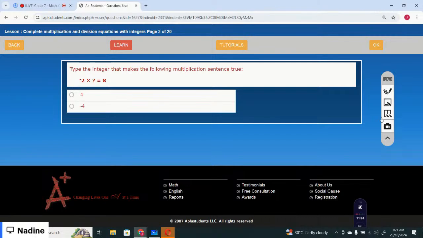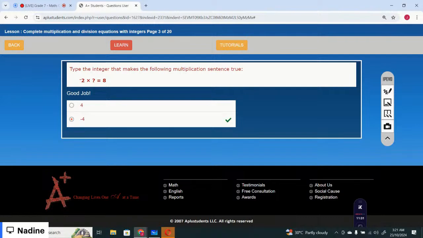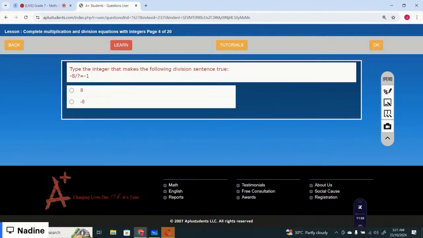Yes, negative 2 times negative 4 is 8, right? Because the answer is positive, that means the product of two negative numbers is positive. Type the integer that makes the following division sentence true. Negative 8 divided by what number equals negative 1?